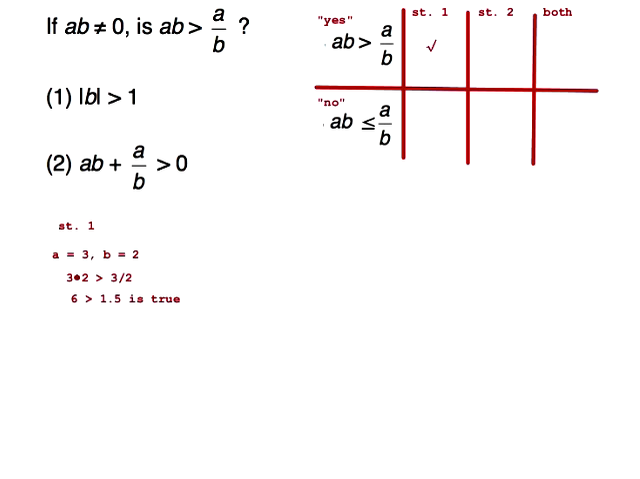But then if you just make A negative, then that's negative 3 times 2, negative 3 over 2. So negative 6 is greater than negative 1.5. That's not true. So that checks out the bottom box. It's not sufficient.